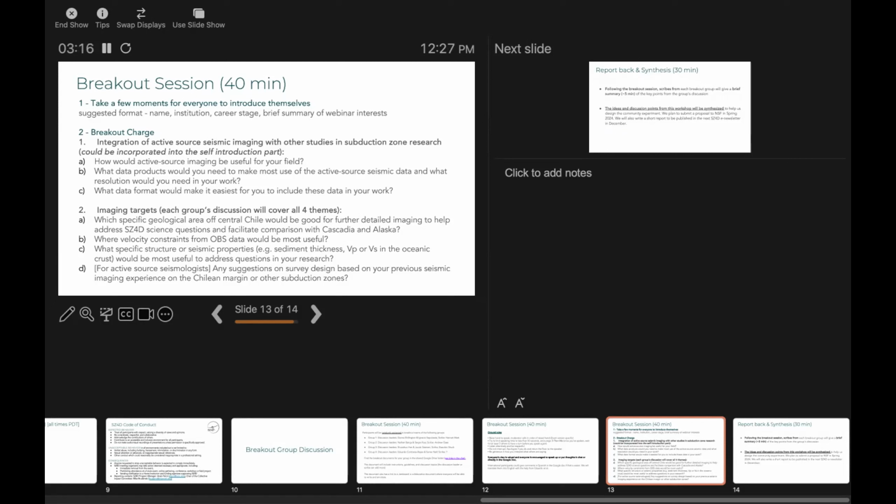And then what specific structure or seismic properties would be most useful to address your scientific questions. And if there are active source seismologists in the room, we would like to hear from you based on your past experience with imaging the Chilean margin or other subduction zones. Do you have any suggestions for the survey design?